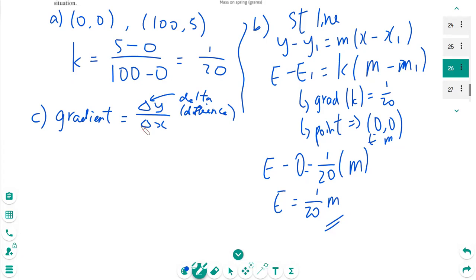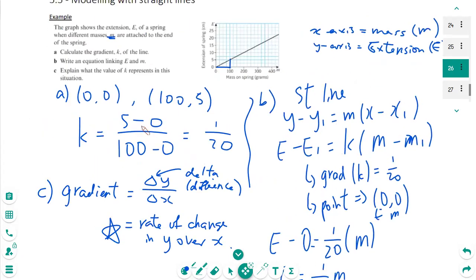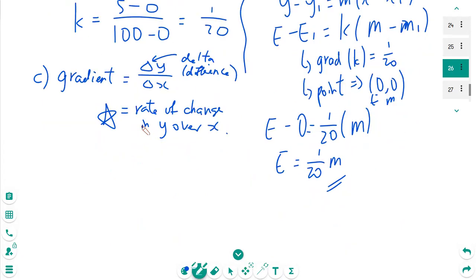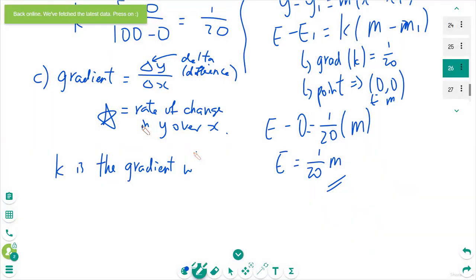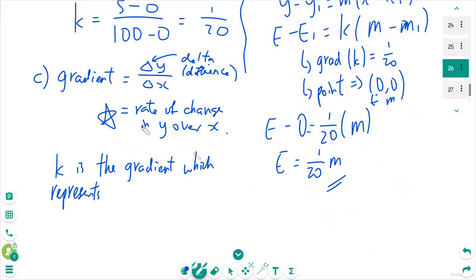What does it actually measure? It actually measures the rate of change in y over x. Now this will be the key sentence when it comes to the gradient. So K is the gradient, so K measures. Now you're going to write this down. This is the formal answer, which represents the rate. Now it's a positive gradient, so it's the rate of increase.